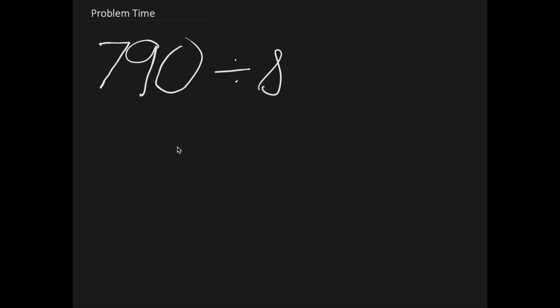Alright guys, it's problem time. The only problem we're going to be talking about today is 790 divided by 8. First, we're going to solve using the compatible numbers method. I'm going to write CN.